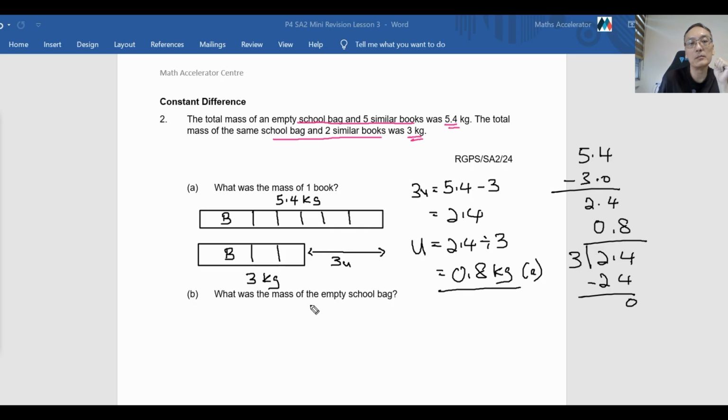Next, what is the mass of the empty school bag? Okay, I will use the second model to calculate the answer. So in order to do that, we need to find the value of these 2 units, right? So it will be 0.8 multiplied by 2. So 0.8 times 2 will give us 8 times 2 is 16. 1 decimal place means it's 1.6.